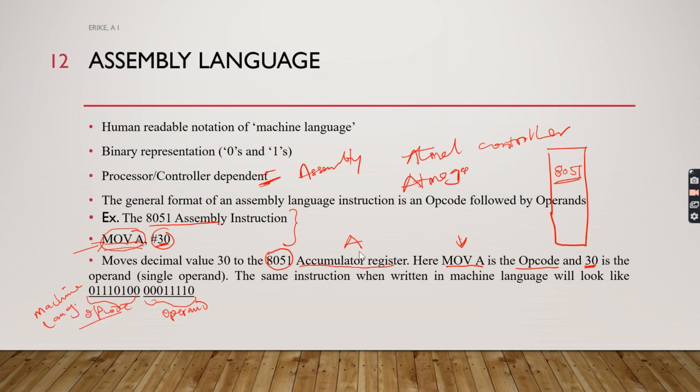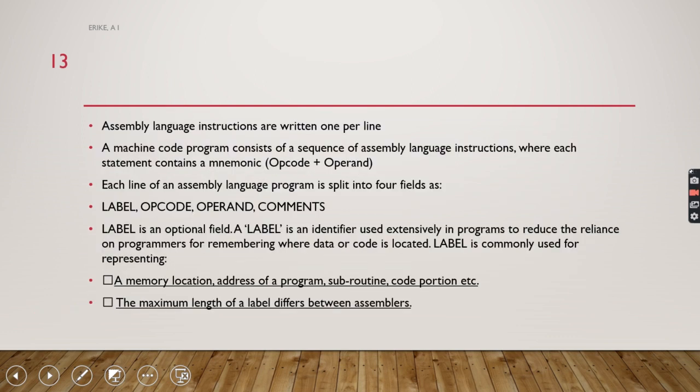Okay, so that's assembly language for you. Let's go to the next slide. Assembly language instructions are written one per line. That's one of the things you need to know. So you write one for each line, then you write another one, number two, and so on and so forth. A machine code program consists of a sequence of assembly language instructions where each statement contains a mnemonic. I've mentioned this: you have the opcode, and then you have the operand.